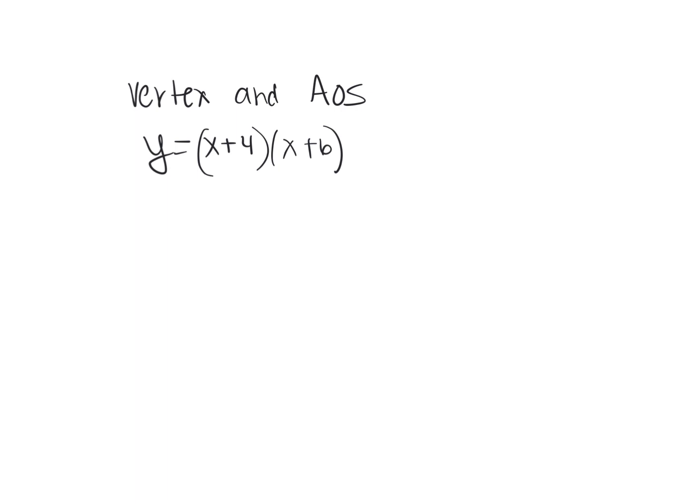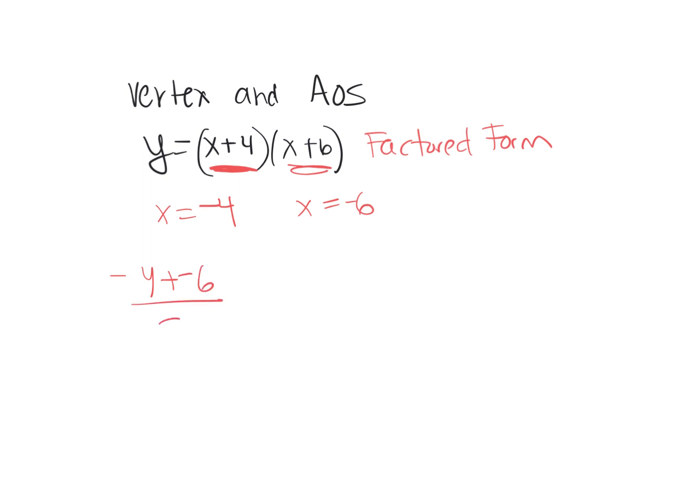This one here you have a choice with. If you know that this is factored form, we could then very easily say if this is one of our factors, we have an intercept at negative 4 and we have an intercept at -6. If we take those two intercepts, add them together, and divide by 2, that gives us the x-coordinate of the vertex and also the axis of symmetry.